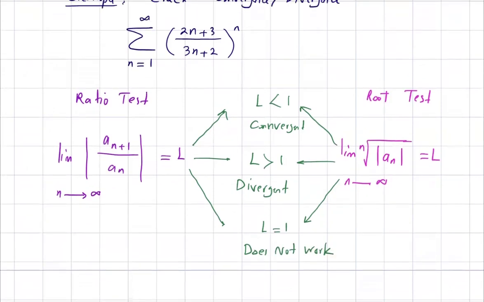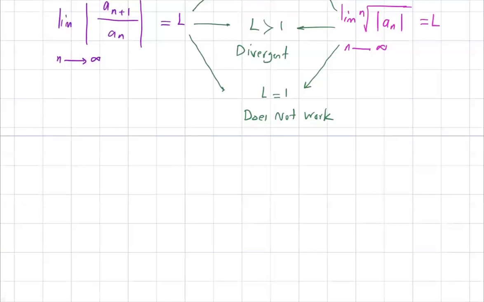So which method should we use here? Root test or ratio test? Since you have exponent n here, it's better to use the root test so you can get rid of the power n. So let us apply the root test.